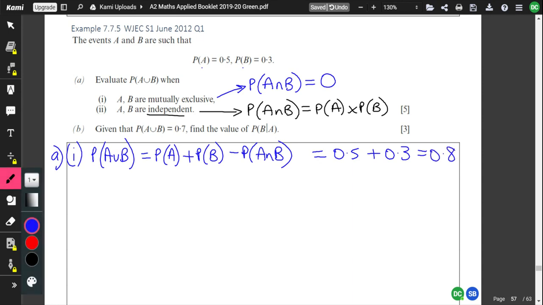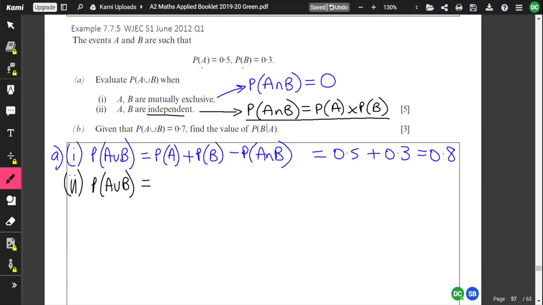In part 2, we're told they are independent, so they could happen at the same time, and the chance of them happening at the same time is what we wrote up here. So the same thing, addition rule, A union B is A plus B minus intersection. So the probability of A is still 0.5. The probability of B is still 0.3.